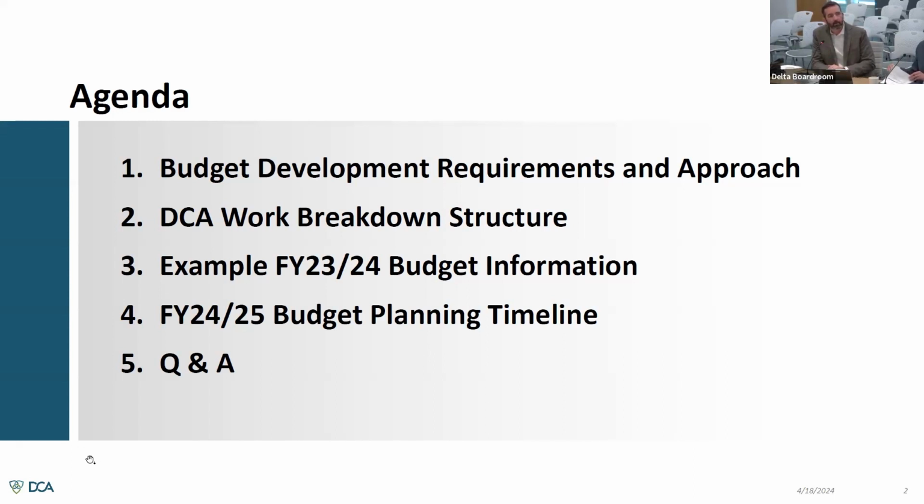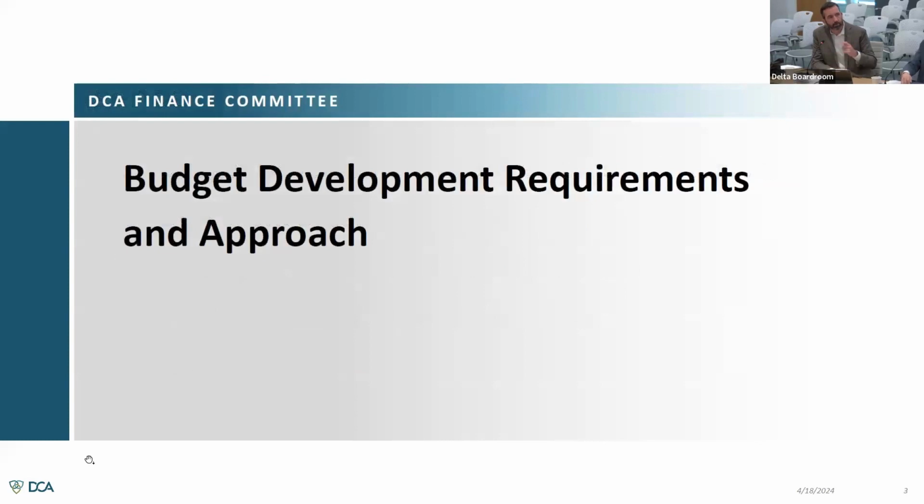And then lastly, we'll close with fiscal year 24-25 planning timeline, laying out the next meetings, what we intend to cover and how the process will work between now and the June board meeting, which would be the intended point at which the new budget would be considered and adopted by the board. Next slide. Keep going.